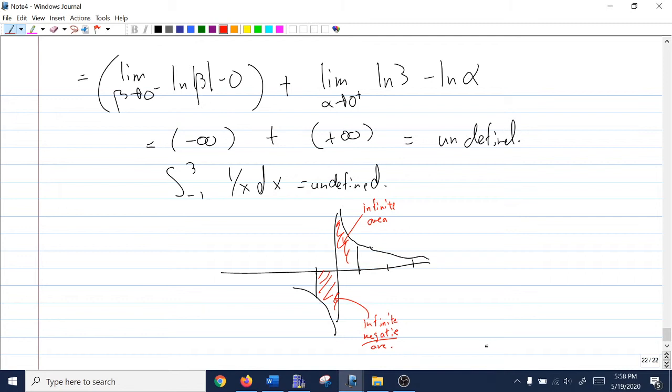So that's an improper integral. You can also ask what's an integral at infinity or at negative infinity. I said the definition of that. Let's do one of those. Let's do the integral from 2 to infinity of e to the negative x dx. That's not a bad integral to do.